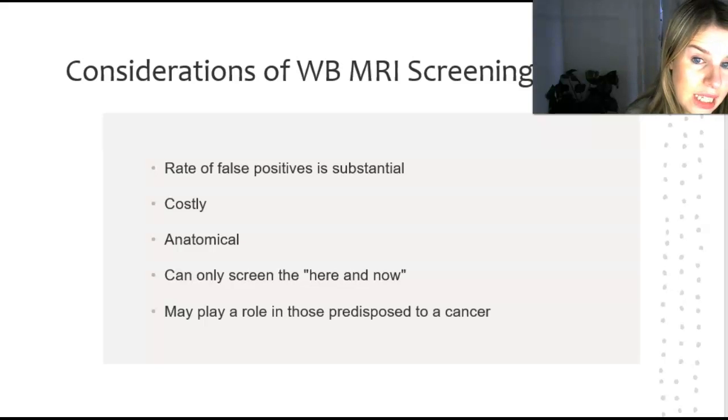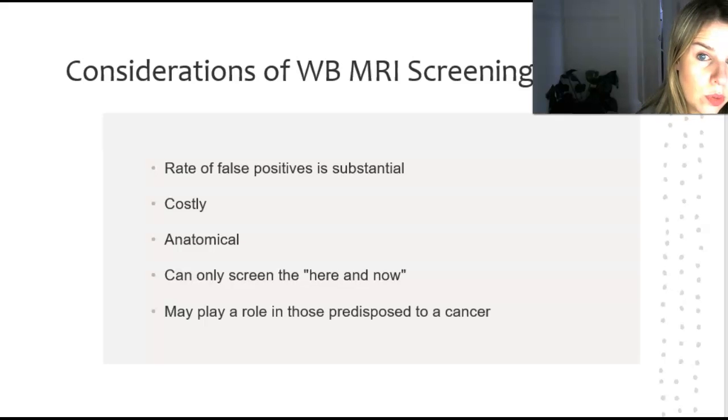And it's also important to know that it is expensive, and it really is just looking more at the anatomy as opposed to, you know, when we talk about PET-CT, looking at things at more of a molecular level. In whole body MRI, it's really just an overview of the patient's anatomy and looking for any tumours, okay? And it's important to remember, like all screening, it's just screening the here and now. So a patient could have a whole body MRI and then a year later could have developed a cancer. So that's an important thing to remember as well.